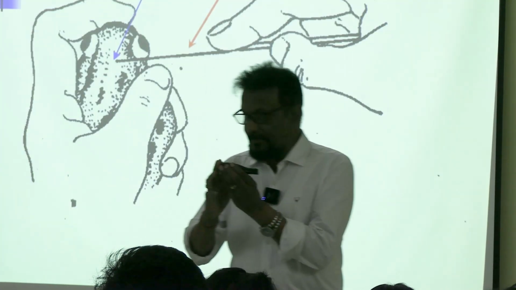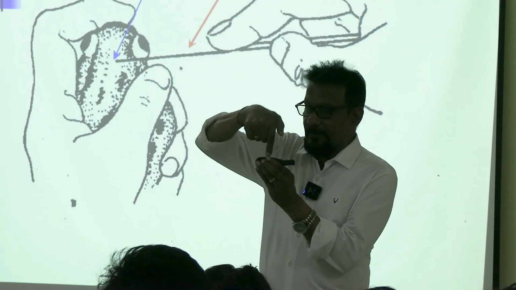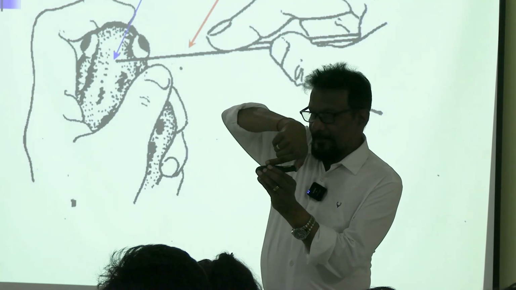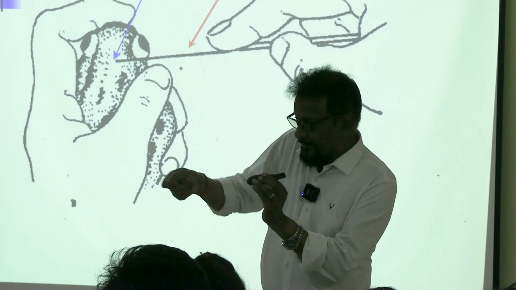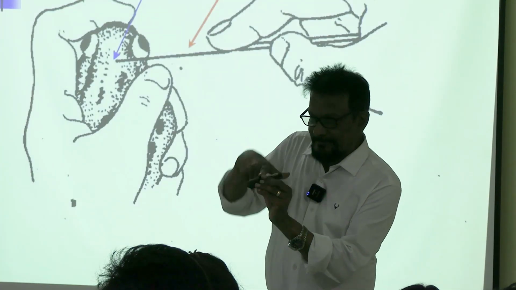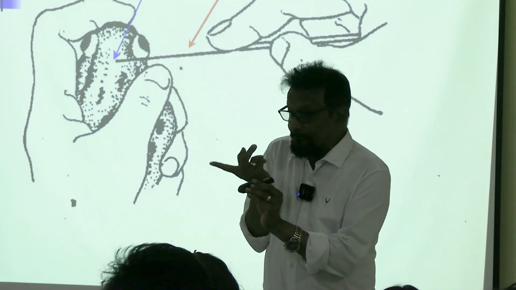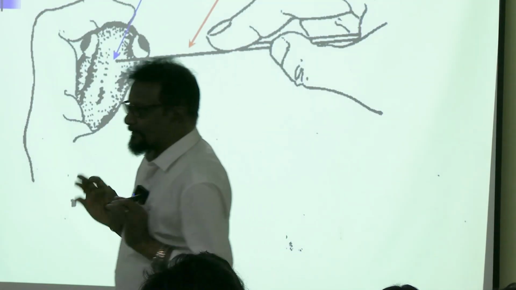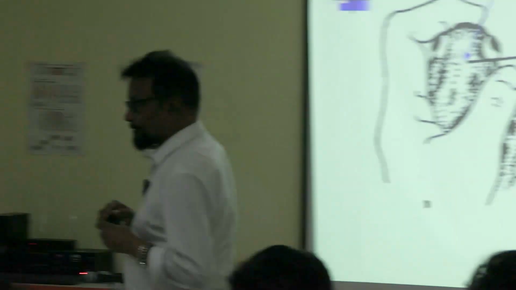Now suppose this is the head. Then again you have to incline the needle this way, push it towards the head, and move the needle like this. This will destroy the brain. So this process is called pithing, P-I-T-H-I-N-G.